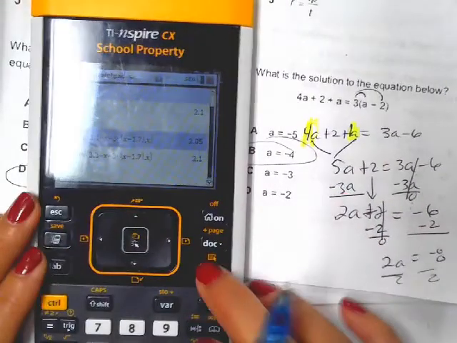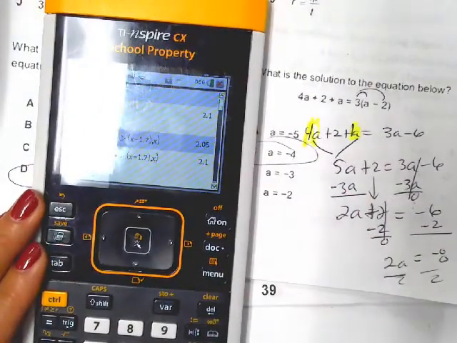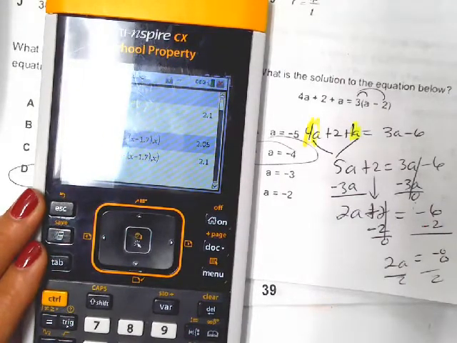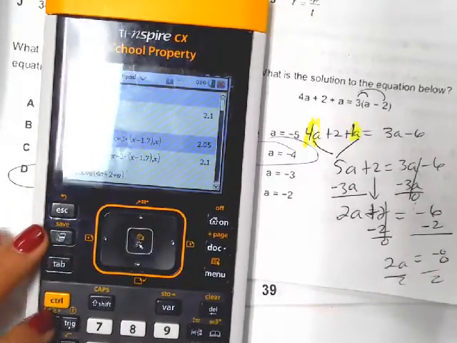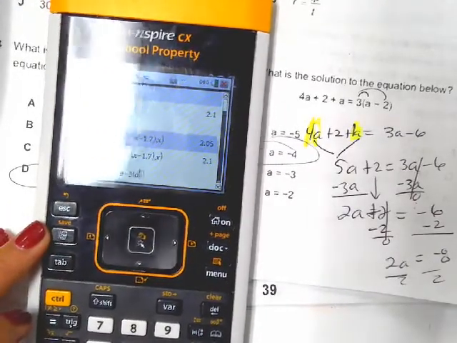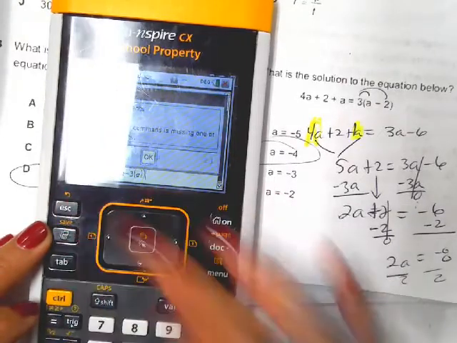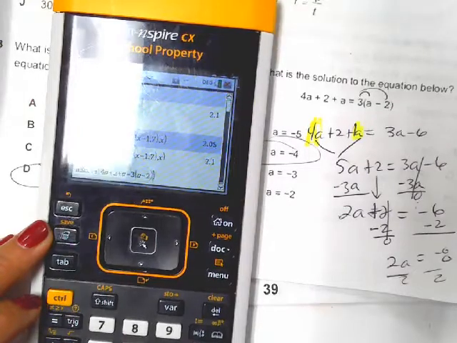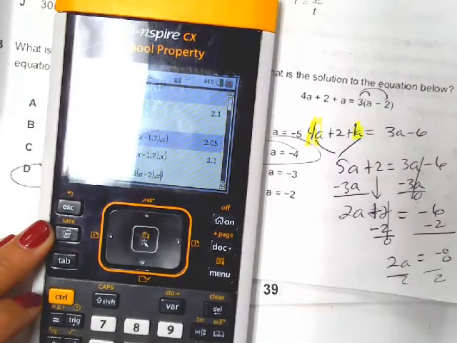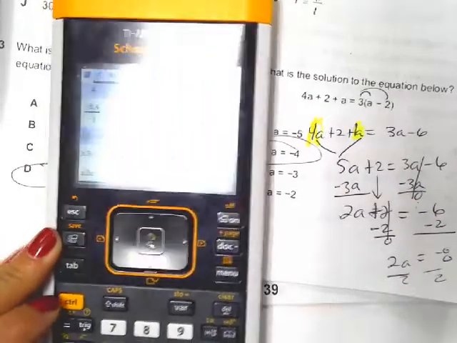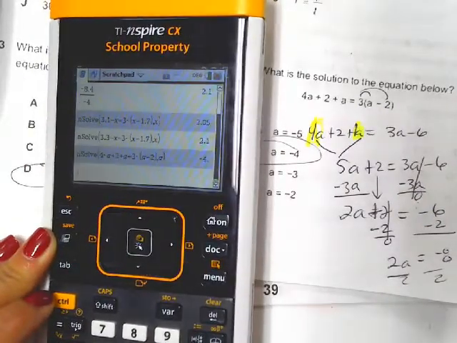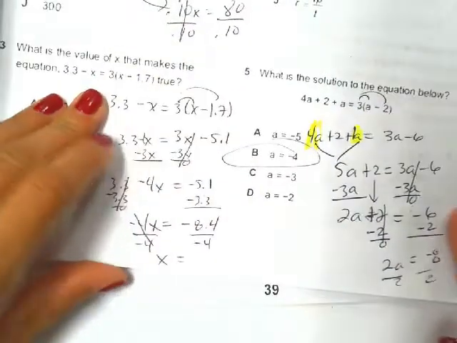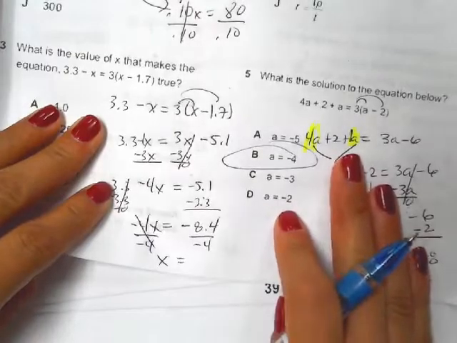Again, on this one, that's already at least 3 problems we could use numerical solve. So menu, algebra, numerical solve. 4a plus 2 plus a equals 3 parentheses a minus 2, close parentheses, comma. We're solving for a, so a. And there's our answer. So for at least 3 problems, you didn't have to know how to solve. You just could have used the calculator.